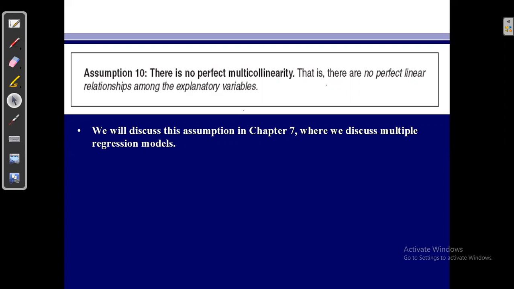So this assumption is saying that there should be no perfect multicollinearity. Okay, by perfect multicollinearity we mean that there should be no perfect correlation between any 2 explanatory variables in your model. Yes?